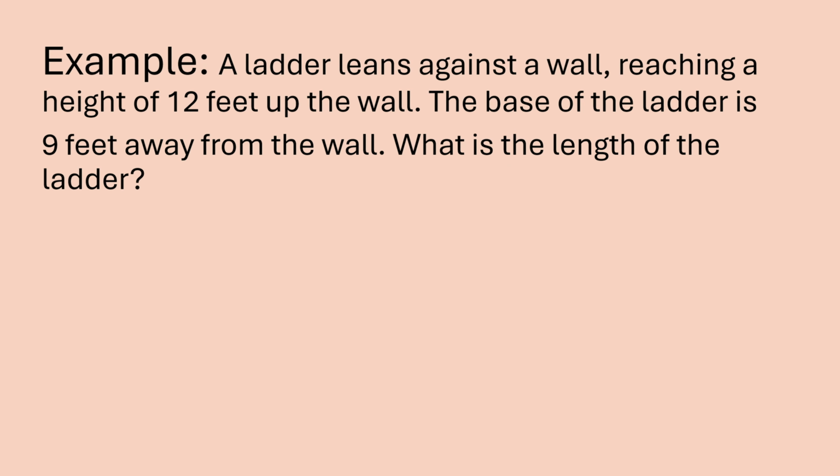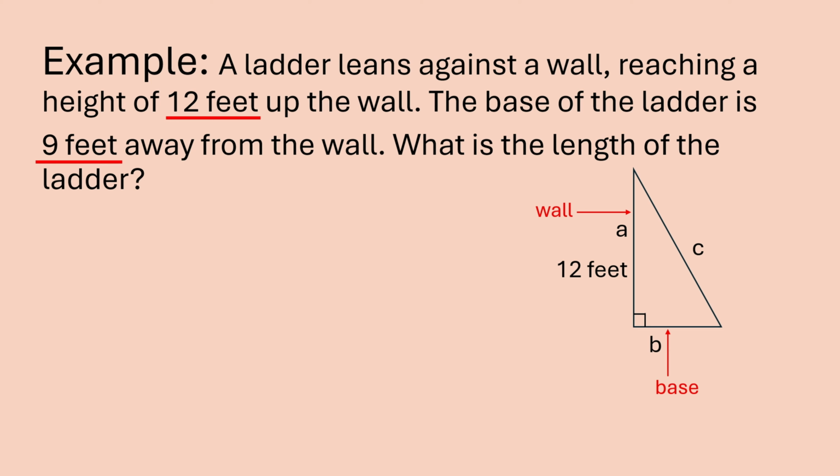Next example. A ladder leans against a wall reaching a height of 12 feet up the wall. The base of the ladder is 9 feet away from the wall. What is the length of the ladder? This is a right triangle. The height of the wall is 12 feet. A represents the wall. So A is equal to 12 feet. The base of the ladder is 9 feet away from the wall. B represents the base. So B is equal to 9 feet. And C is the length of the ladder.